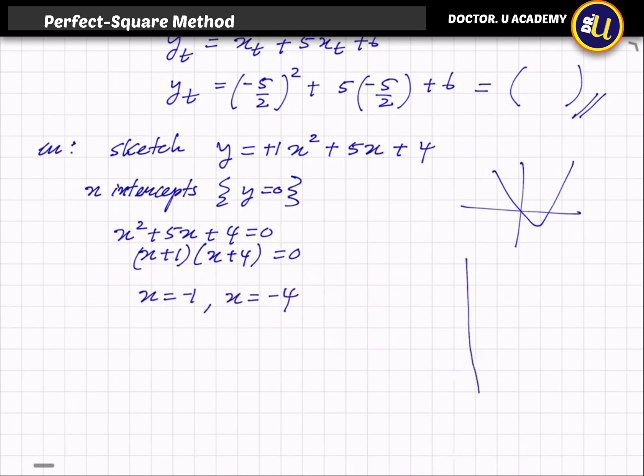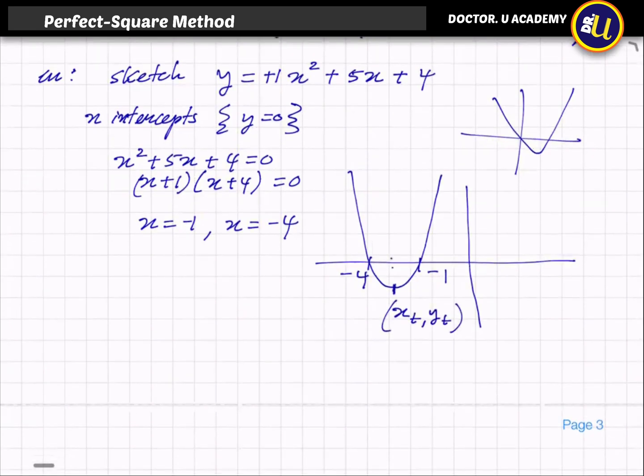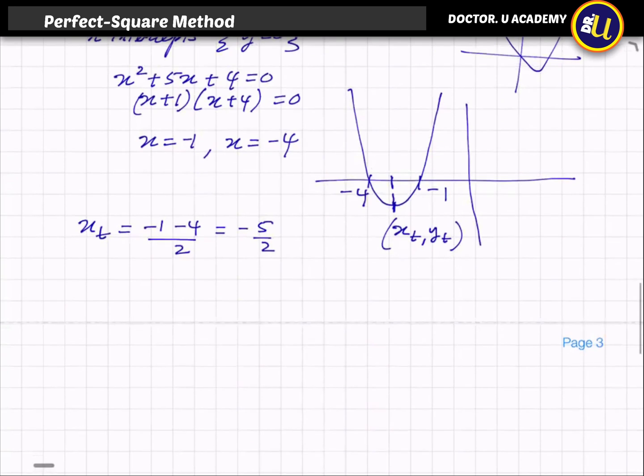So now you can properly draw that. It would be like this. So now here it's -1, it is -4 here. Now you need to find the middle point here. So the middle point, the turning point, that would be xt and yt. So xt you can easily find. Why? Because xt is the middle point here. So xt would be (-1 -4) divided by 2. So it's going to be -5 divided by 2. Right. So -5 divided by 2 is xt.